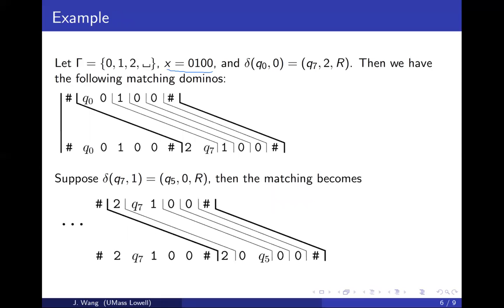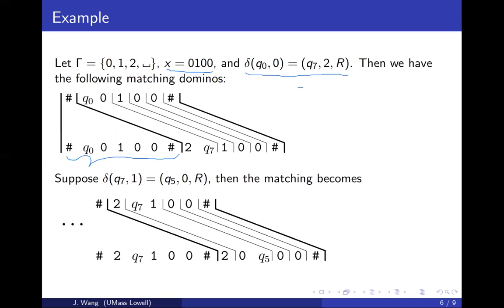And let's look at just one transition step. Q0 on 0, move to Q7, change 0 to 2, and move to the right. Okay, so that's the beginning, right? So that means, remember that we have the first domino. So this is the first domino.